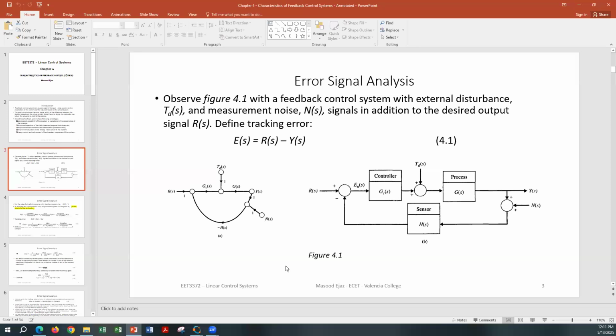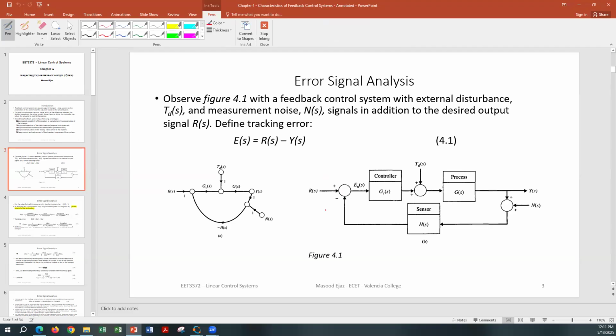We looked at the signal flow graph and we looked at the block diagram. So on the left side, you can see the signal flow graph of the block diagram that you see on the right side. Now in this block diagram, you have three signals. You have the desired output, which is R(s), you have the external disturbance, and you have the internal noise. So you can see all three signals in this block diagram.